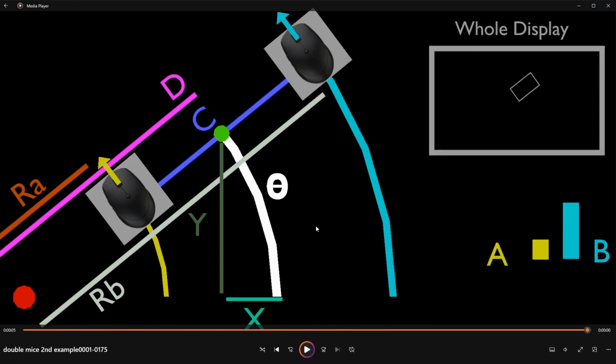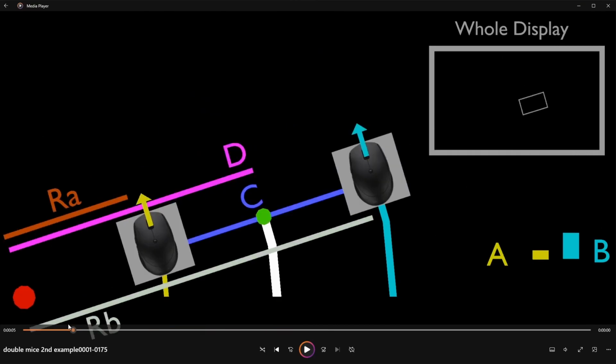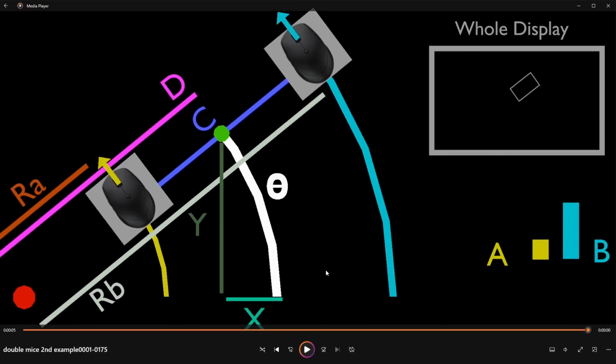And that gives us all the information we need for a single step. So this is how to find the angular and translational displacements of a pair of computer mice.